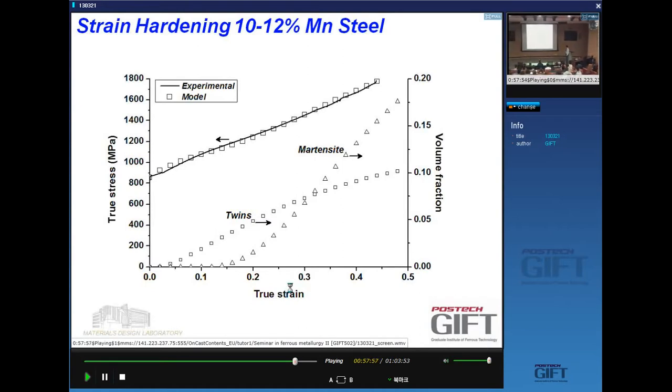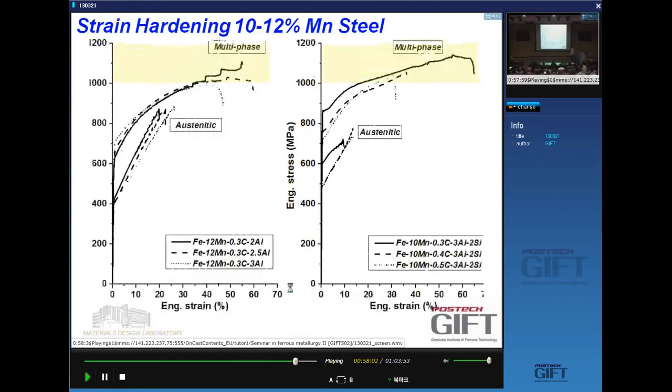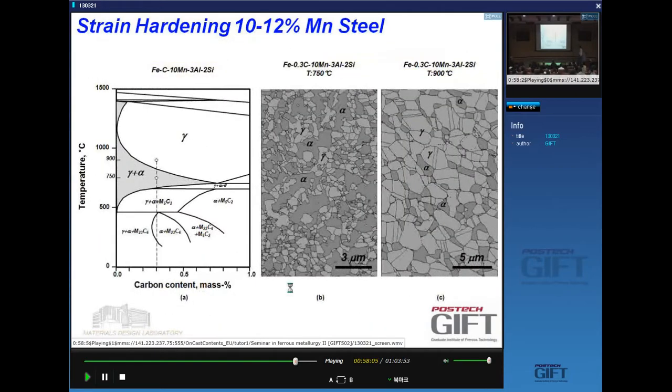This is a twinning kinetics. This is a martensite formation kinetics. Again, I'm going back here a few slides. The reason why it works is because you intercritically anneal the material and you have a mixture of two phases. In this case, this is a typical microstructure where you get these nice properties, and you need to have a nice broad alpha plus gamma intercritical range to achieve this.